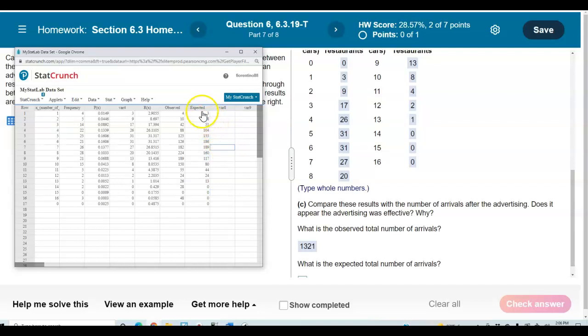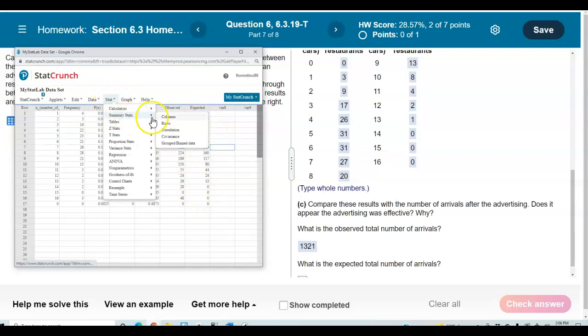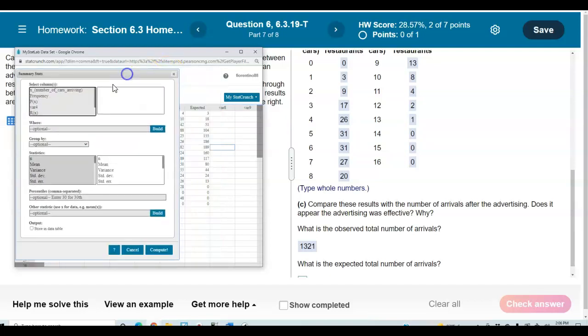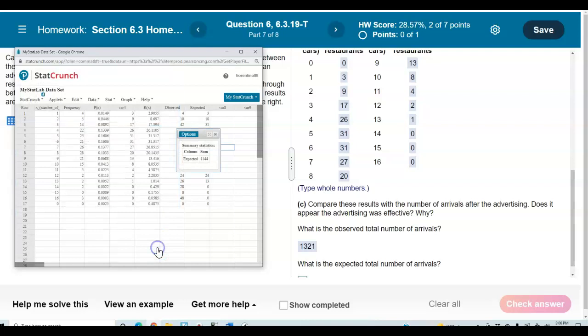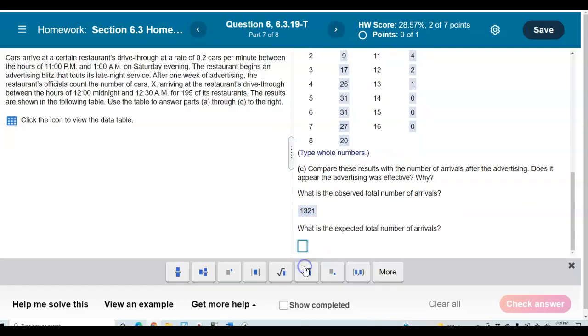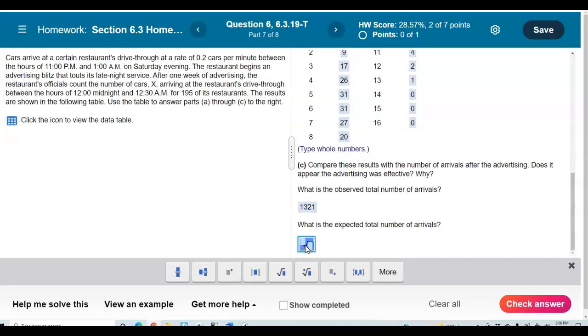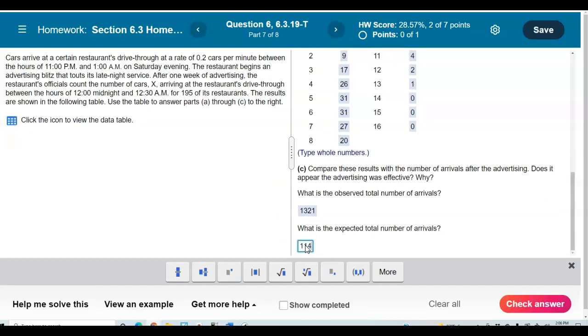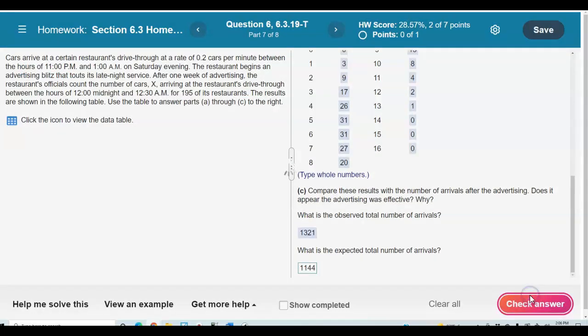And so in order for us to find the total of this column, we're going to go to Stat, Summary Stats, and go to Column. And now we're going to select the expected, and then find the sum of that column. So let's find the sum, and that gives us 1,144. So 1,144 is the sum of that.